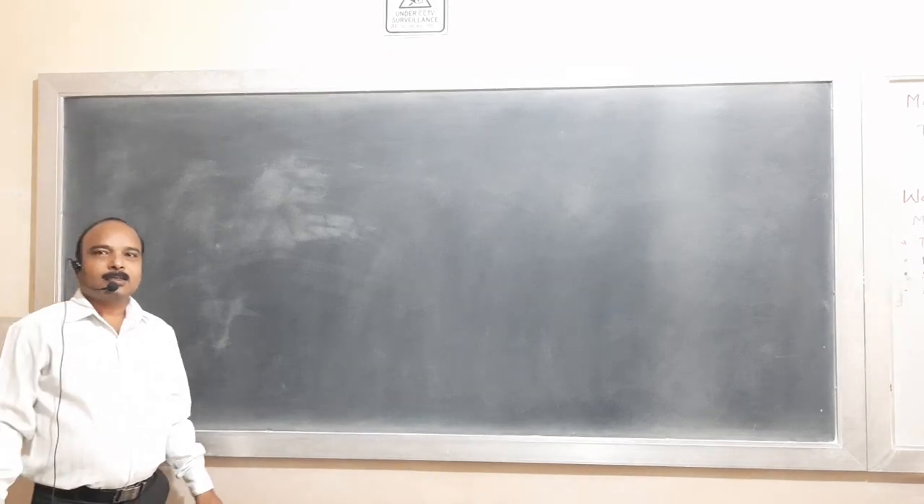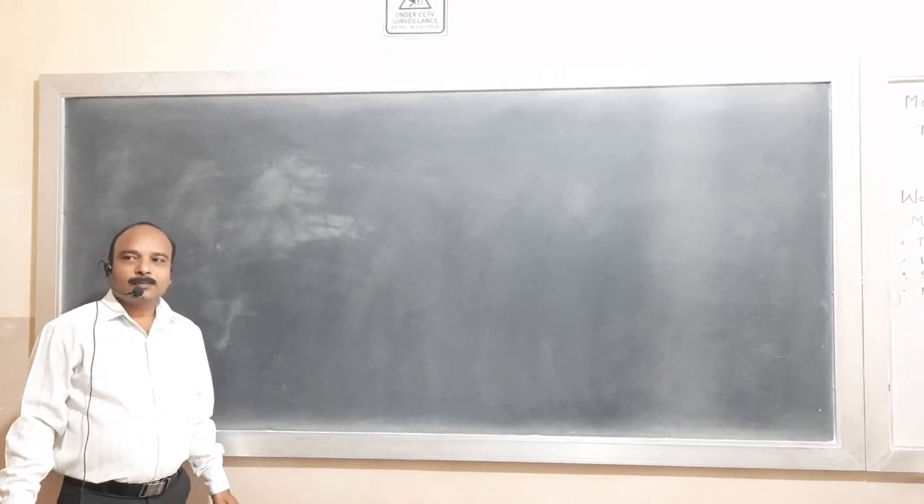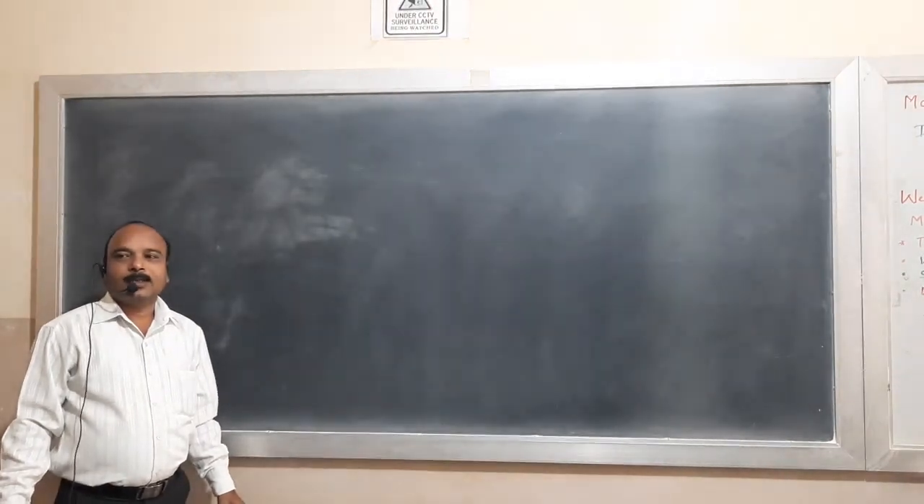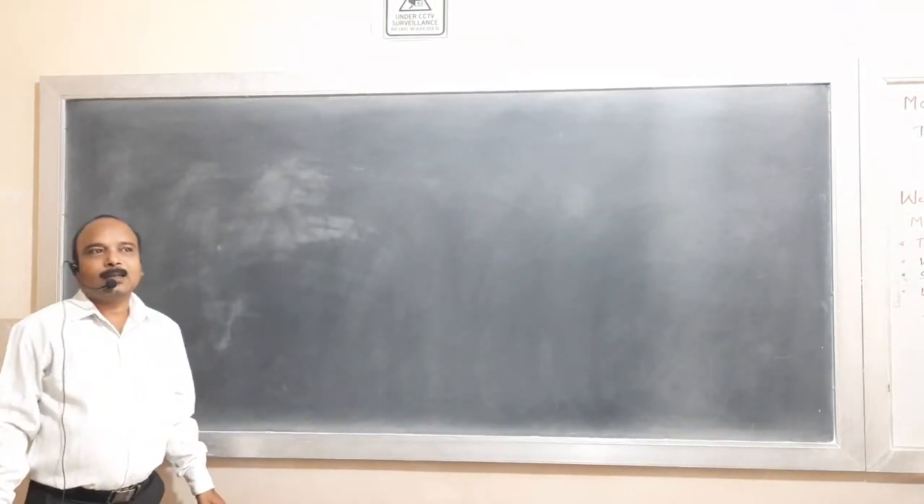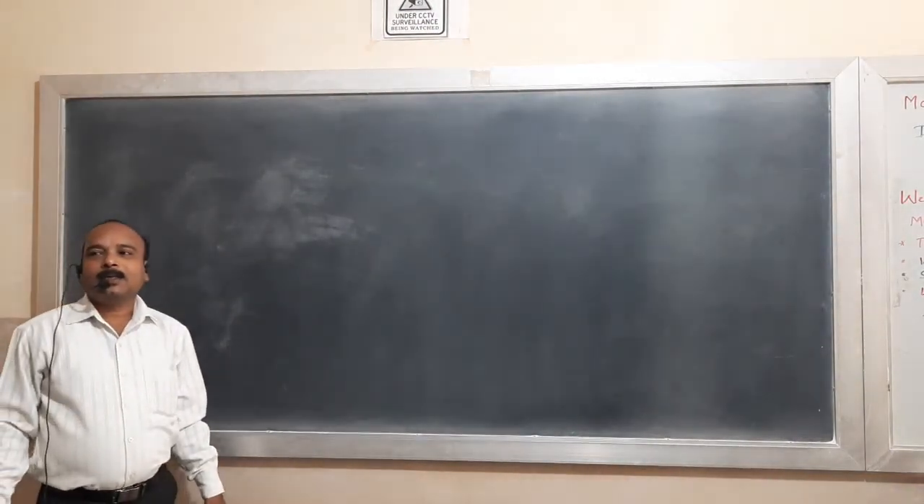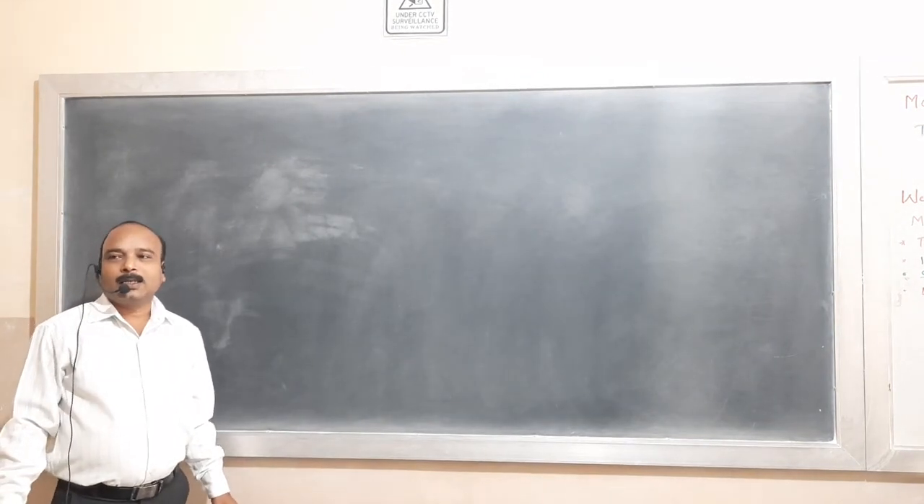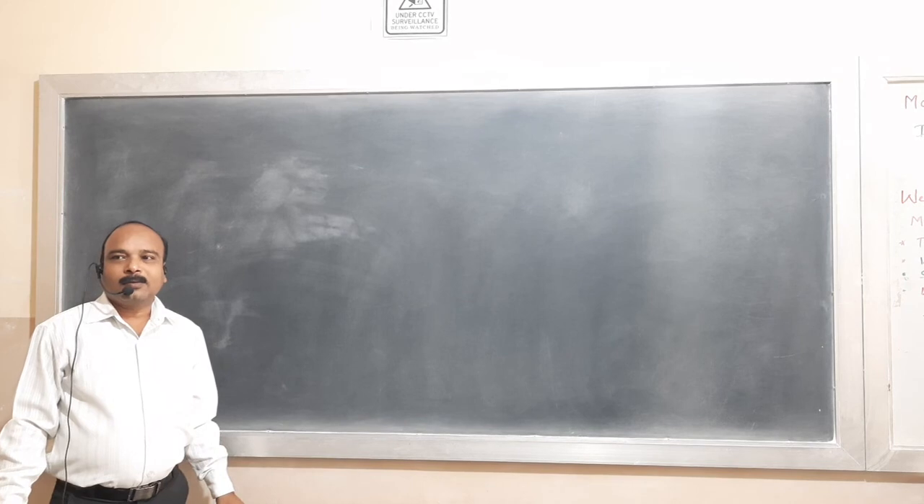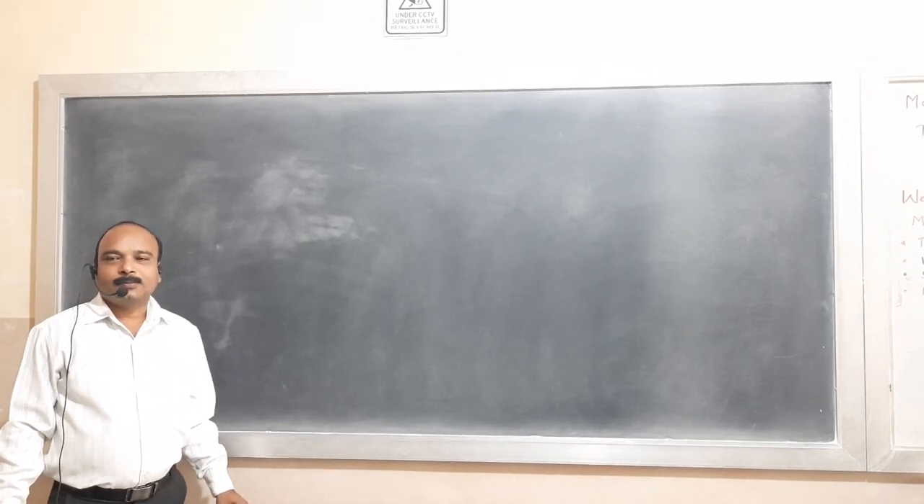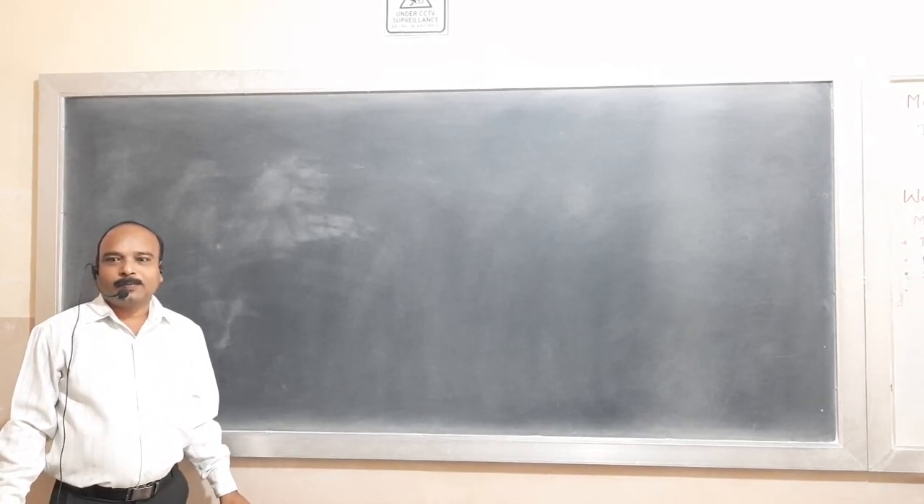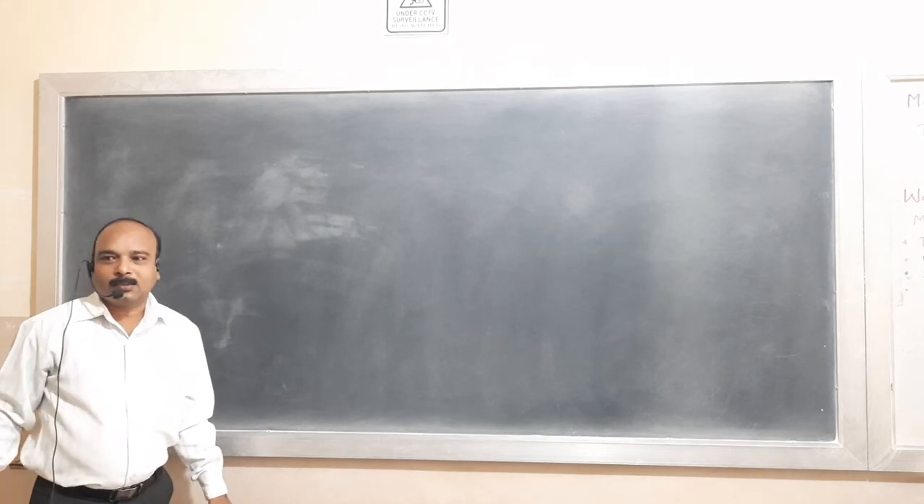Good morning, students. Yesterday we started the properties of multiplication of matrices. In that, we have already completed the first property, that is the associative property. On that, we completed some of the examples. Now today we go for the next property of multiplication of matrices.